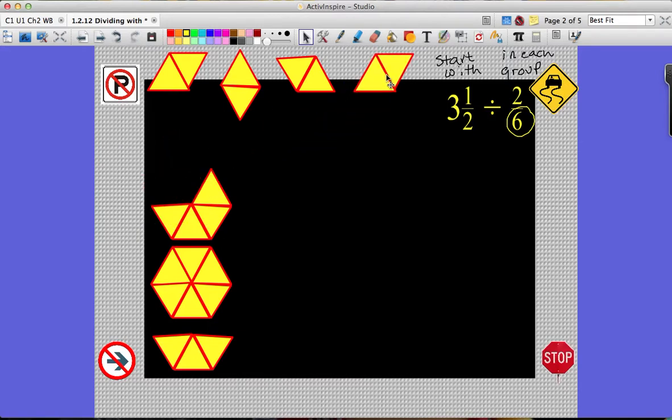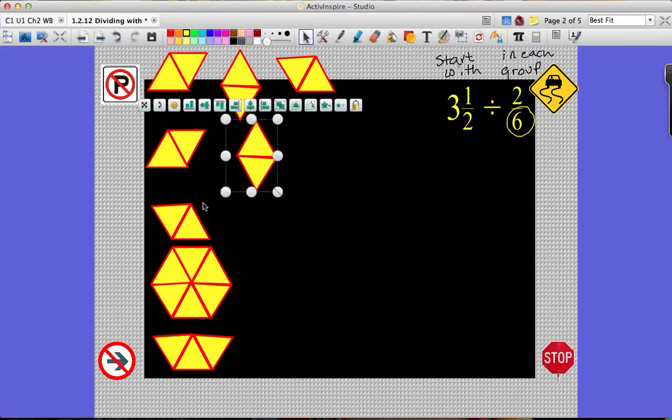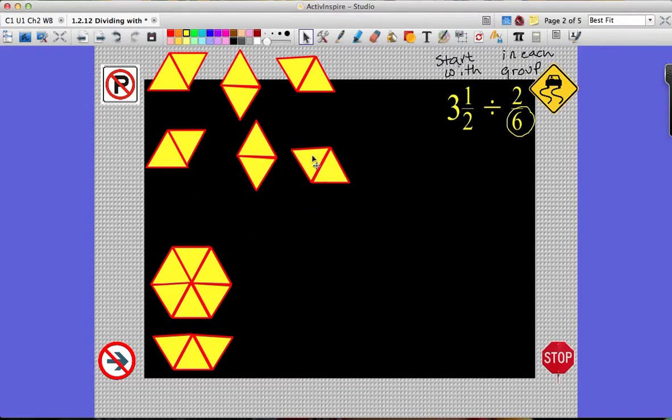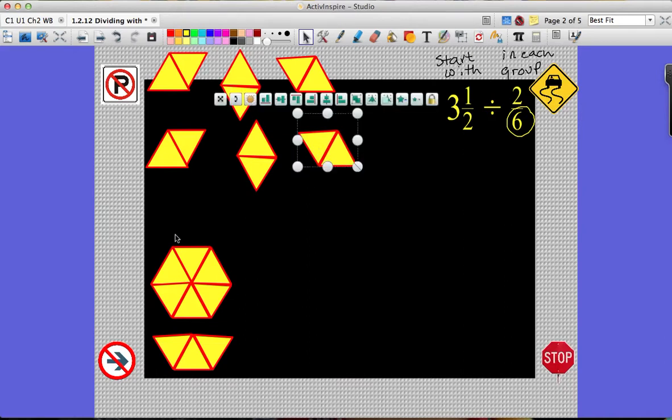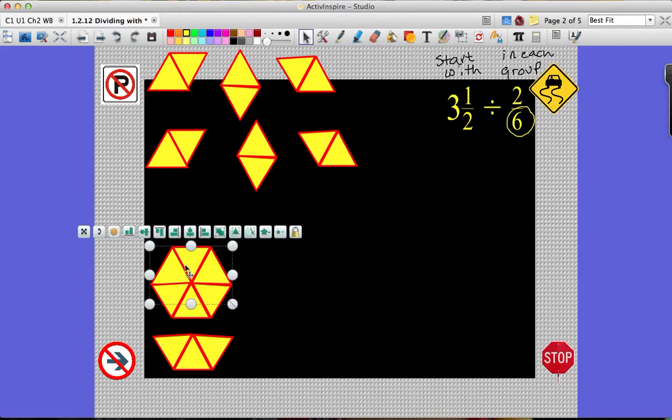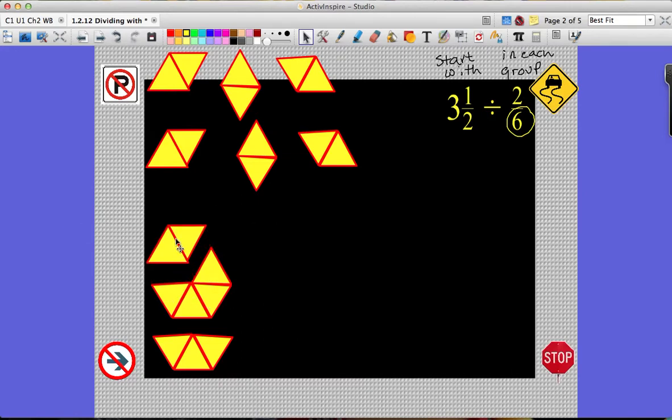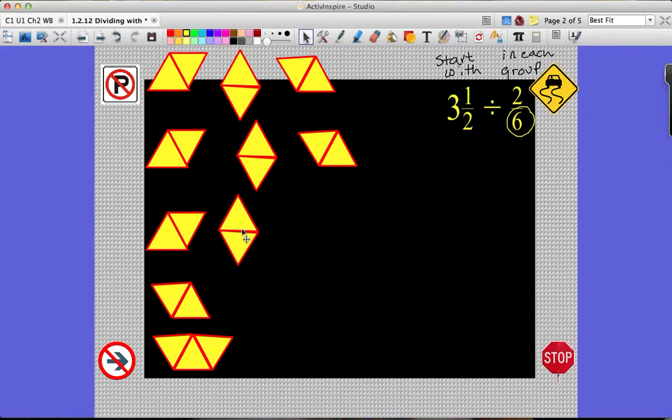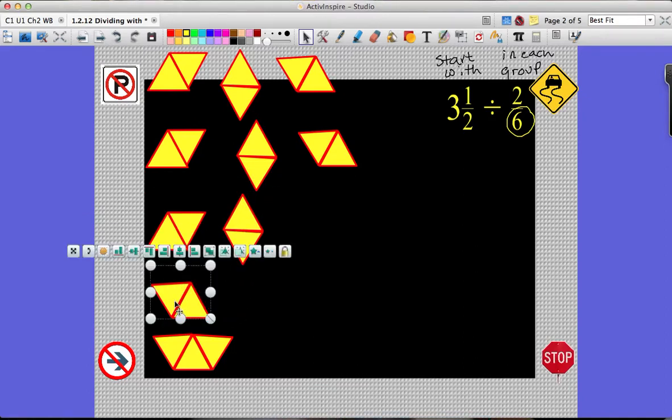I have another one right here, a second group here, and a third group here. So far, so good. Oops, I took a couple too many there. So I need 1, 2, and 1, 2, and another 1, 2.